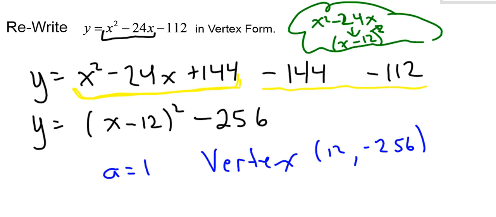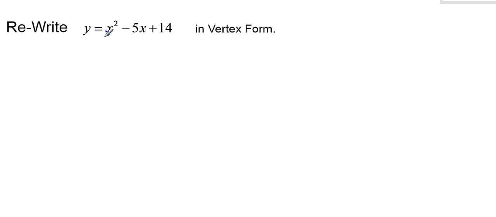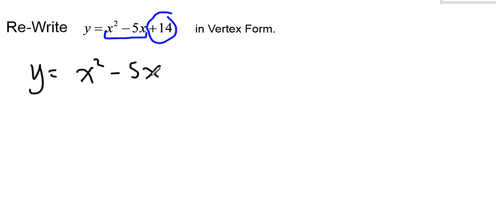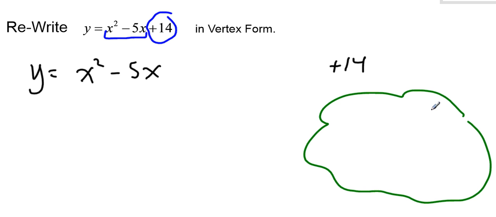Let's do another example. These two terms are going to be used to create a perfect square trinomial, and this term is just going to be moved out of the way. So x squared minus 5x, and we're moving the 14 out of the way. So again, brain, what number do I need to add to create a perfect square trinomial?